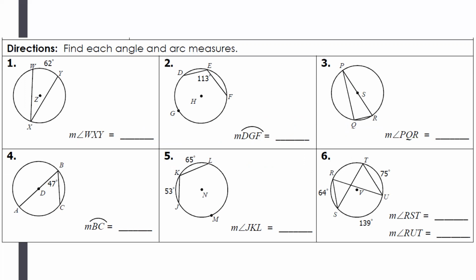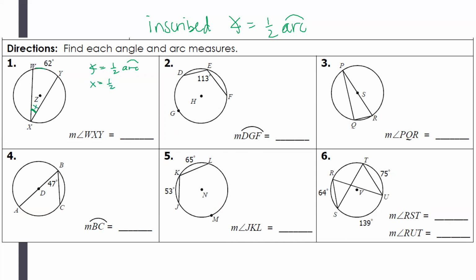One way that I like to put it on the paper is I like to say that an inscribed angle, so the angle is half of the arc. So looking at number 1, it wants to know the measure of angle WXY. WXY is this angle here. So the angle is half of the arc. The angle is what's missing. Let's call it x.